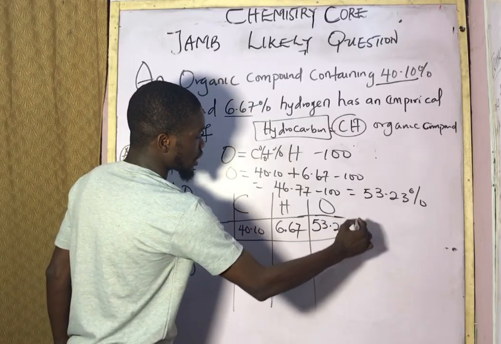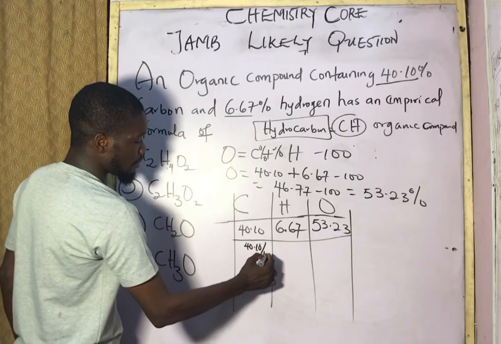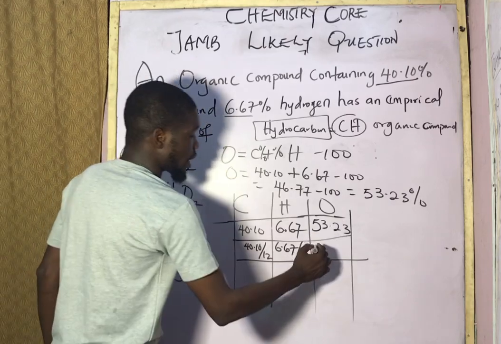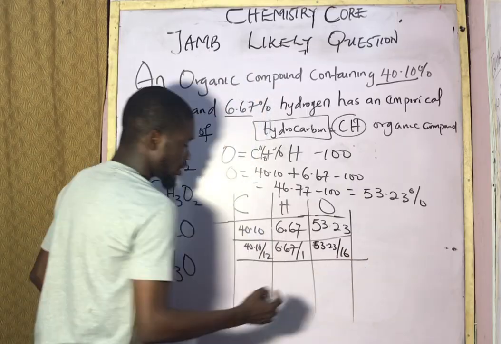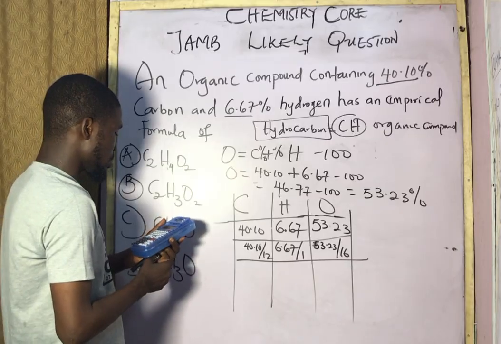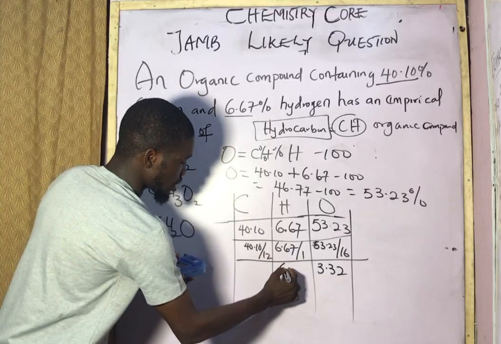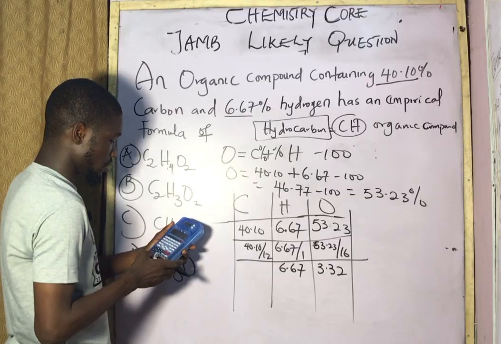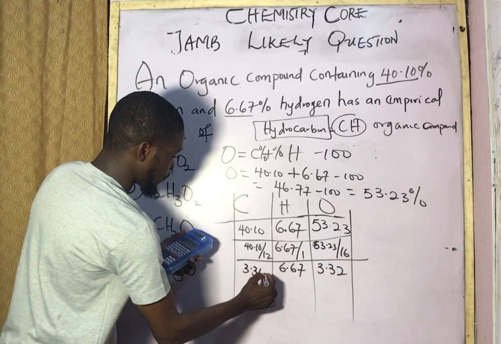53.23. So now, what is the atomic mass of carbon? So we have 40.10 divided by 12. This 6.67 divided by 1. We have 53.23 divided by 16. Now, let's point our calculator. So this will give us 3.32. This 6.67. Then 40.10 divided by 12. We have 3.34.